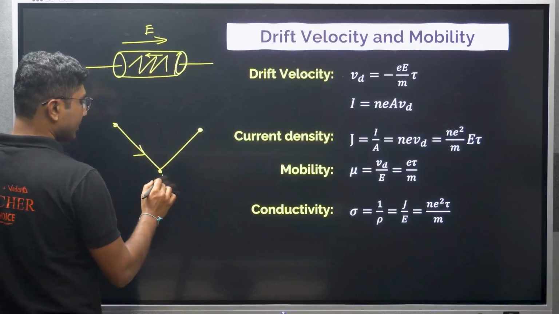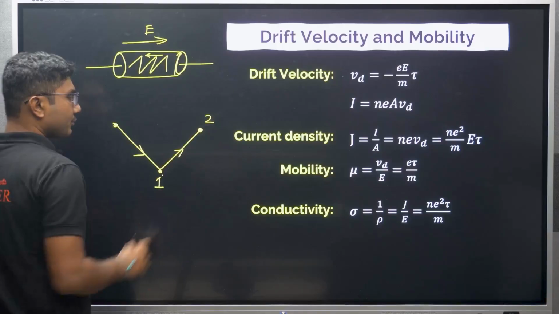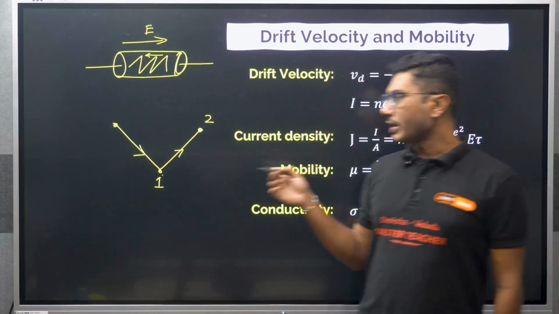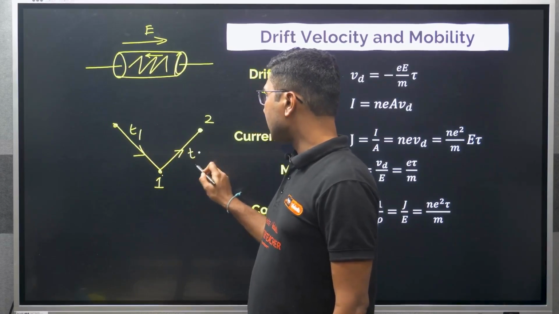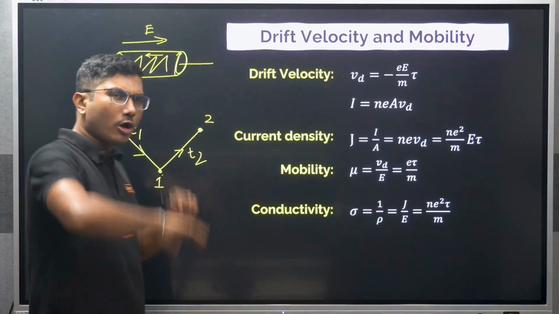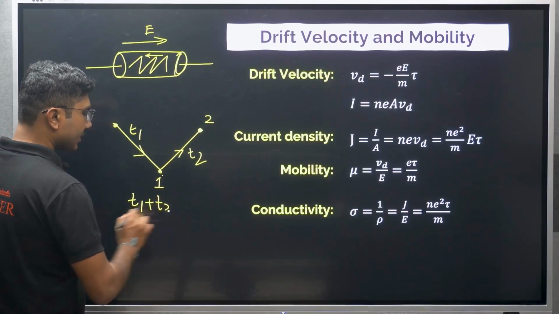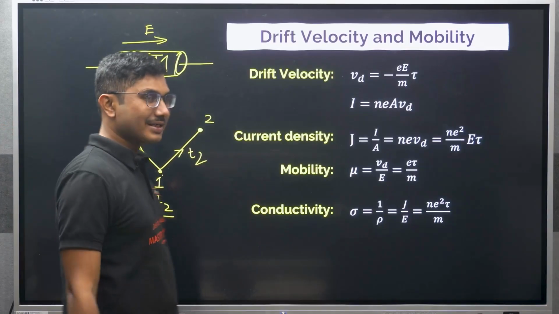So the first collision, suppose, happens over here, and the second collision happens over here. There is a time gap between two consecutive collisions. Suppose this time is t1 and this much time is t2. Now if you take the average of all such collisions, then whatever you get is called the relaxation time tau.